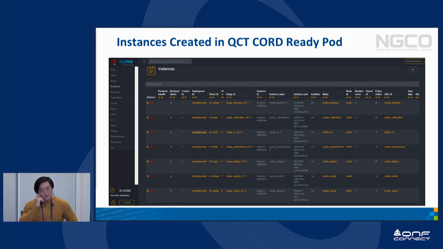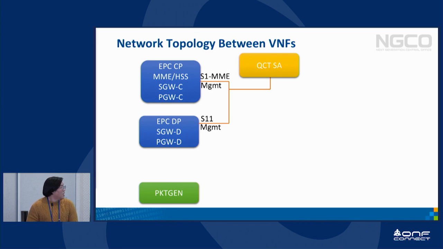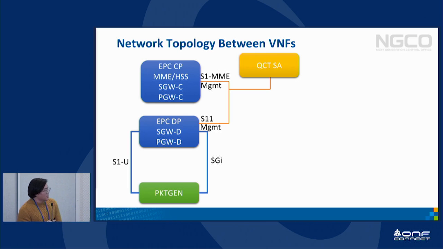After these services are successfully running in the environment, next we will use the packet generator to do the integration test. Here we are going to show the network topology between each VNF. The EPC control plane will provide features such as HSS, MME, S-gateway control plane, and P-gateway control plane. And EPC DP will provide the S-gateway data plane and the P-gateway data plane. The EPC CP and DP connect to each other with the S1-MME and S11 interfaces, then connect to QCT service assurance with the management interface. Then our packet generator VNF will connect to the EPC DP with S1U and SGi interfaces.